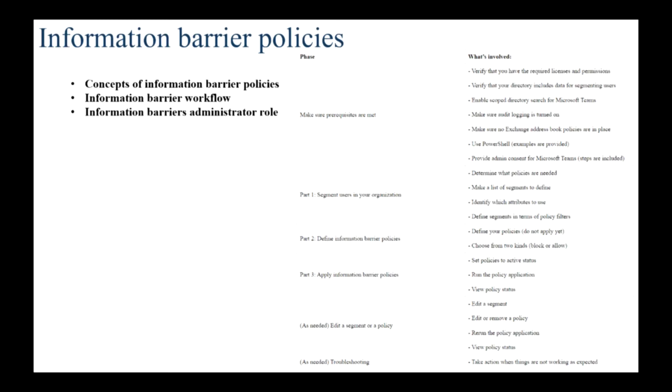Information barrier policies determine communication limits or restrictions. When you define information barrier policies, you can choose from two kinds of policies. Block policies prevent one segment from communicating with another segment, and allow policies allow one segment to communicate with only certain other segments.